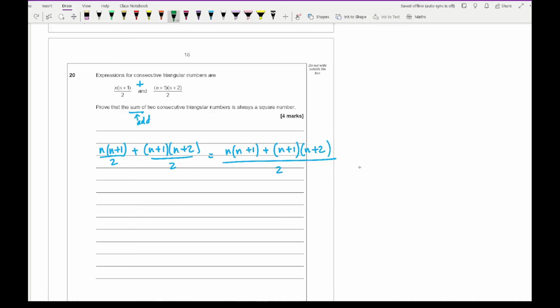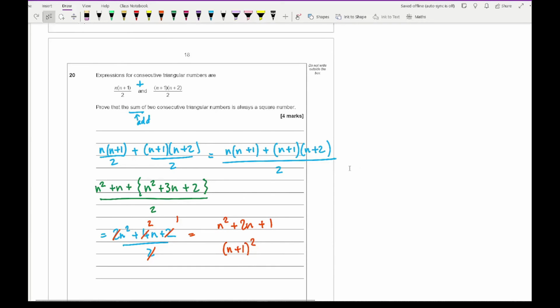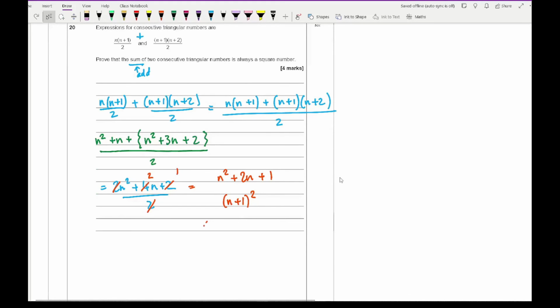Now if I expand the numerator, I'm going to go with n squared plus n plus, and then expanding this quadratic, I get n squared plus 3n plus 2 all over 2. Then if I simplify the numerator, I end up with 2n squared plus 4n plus 2 all divided by 2, and then simplify that further by taking 2's out, I end up with n squared plus 2n plus 1, which I can factorize to give me n plus 1 squared. As you can see, that is always going to be a square number, so therefore it is always a square number.